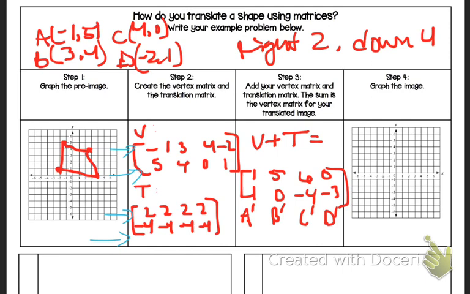Then we just need to graph each of these. The first one is (1, 1), so over 1, up 1. That's A prime.